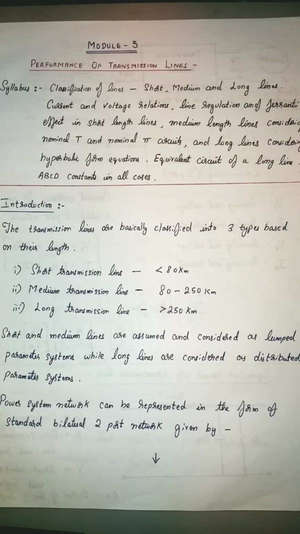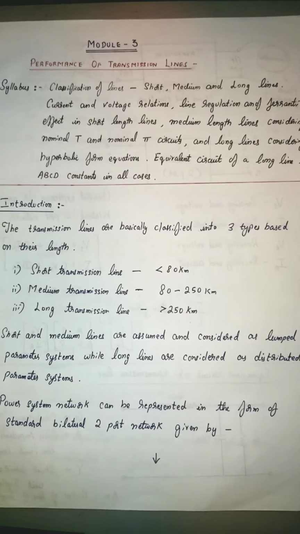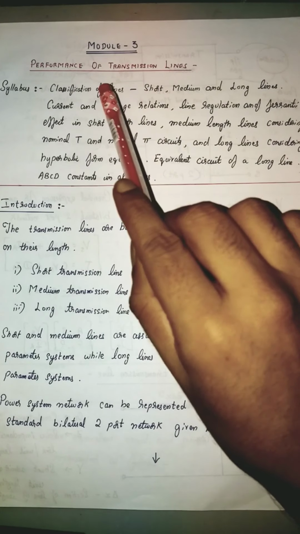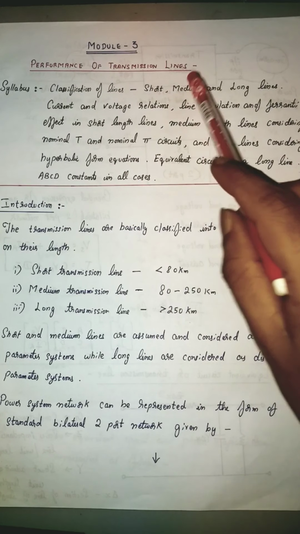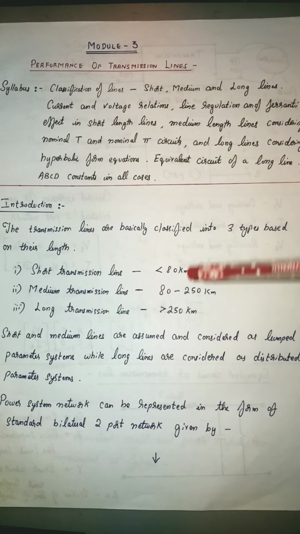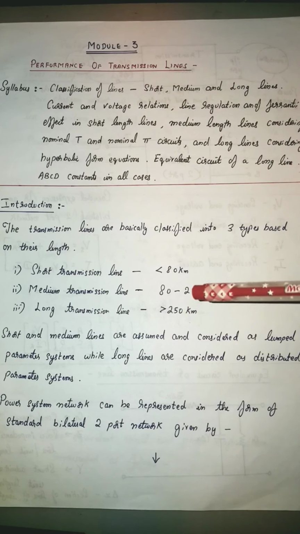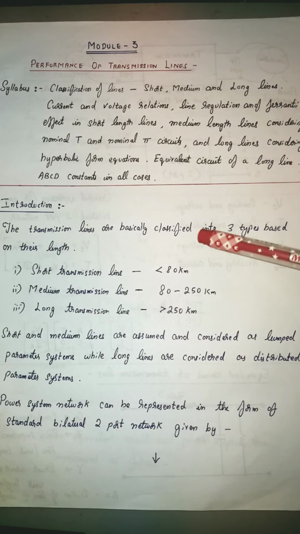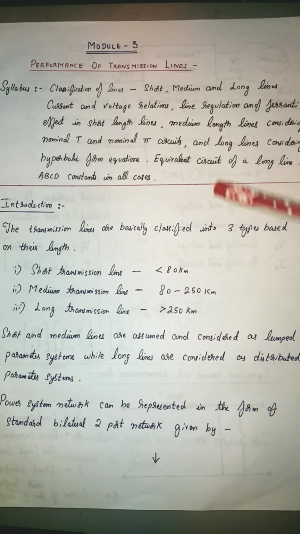So coming to module number 3, it is performance of transmission lines. As you can see here, it is module number 3, performance of transmission lines. To make it convenient for you, I've taken the notes that I've already scanned and sent to you so that you can correlate and understand then and there. So here basically we are having three major topics in this module.